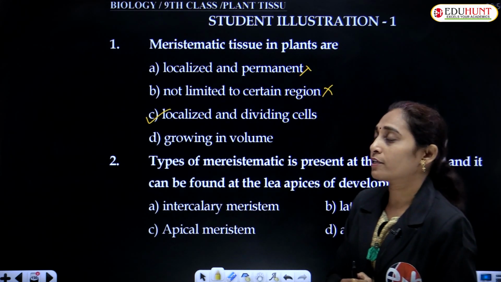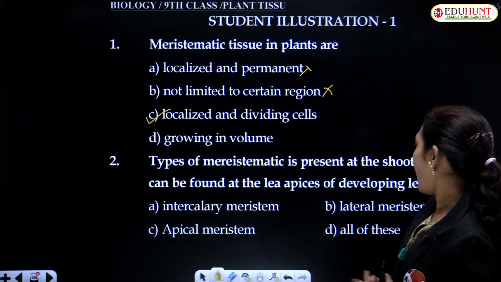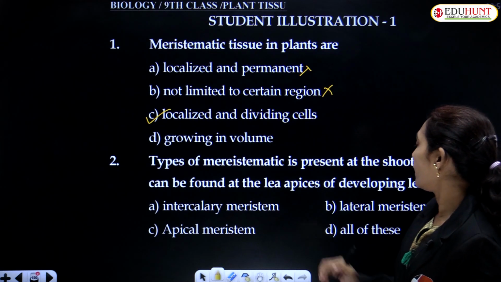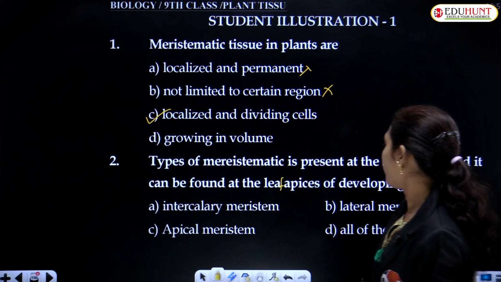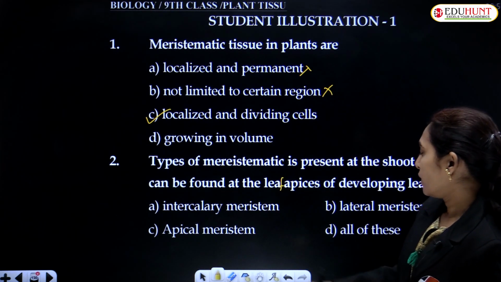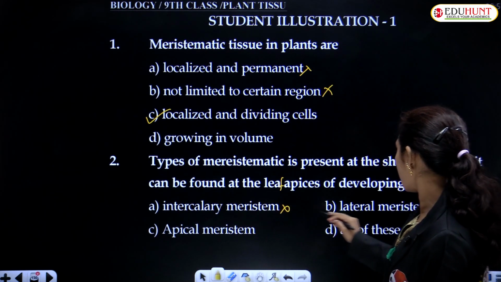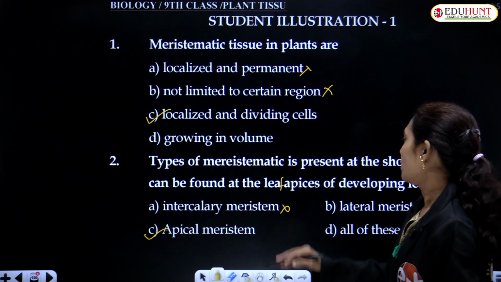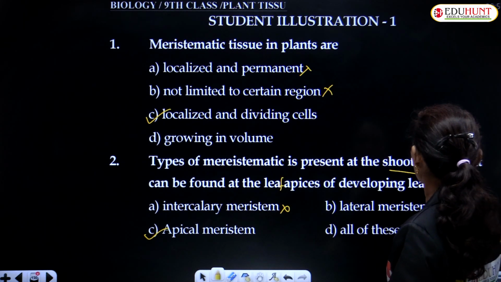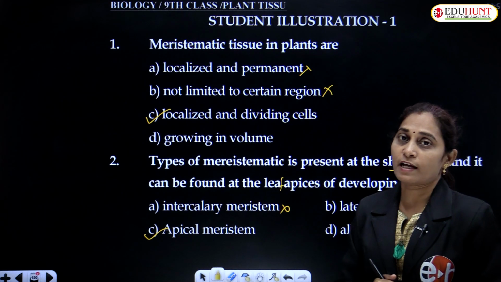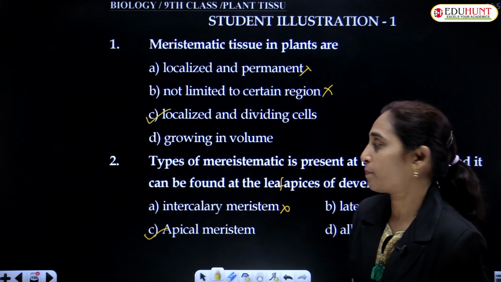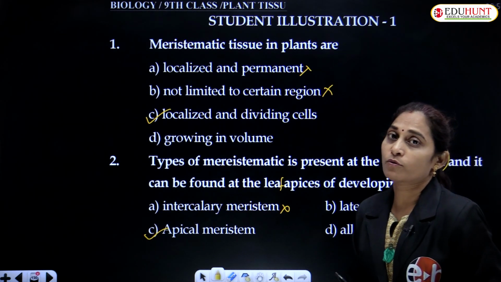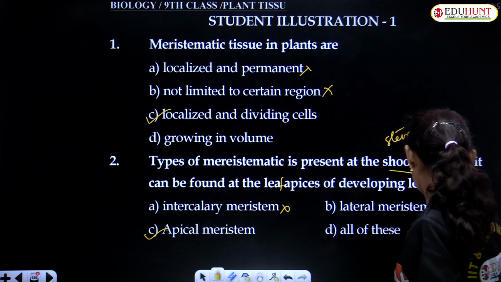Which type of meristematic tissue is present at the shoot apex and can be found at the leaf apices of developing leaves? It is not the intercalary meristem, it is not the lateral meristem, it is the apical meristem present at the shoot apex. Apex, no doubt, is present at the tip of the stem. If it is in the stem tip, it is also in the root, that is apical meristem.